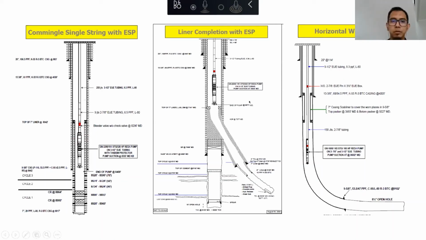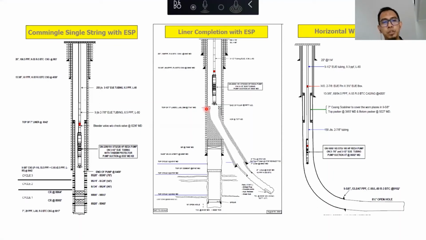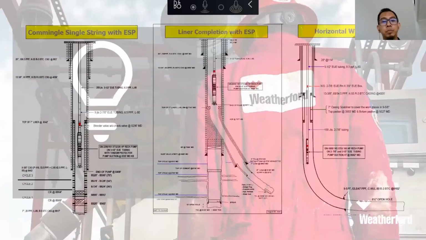This is the liner completion within a sidetrack well. They're trying to use the same configuration, but the other one is in a horizontal well. So that's the end of the completion section or chapter.